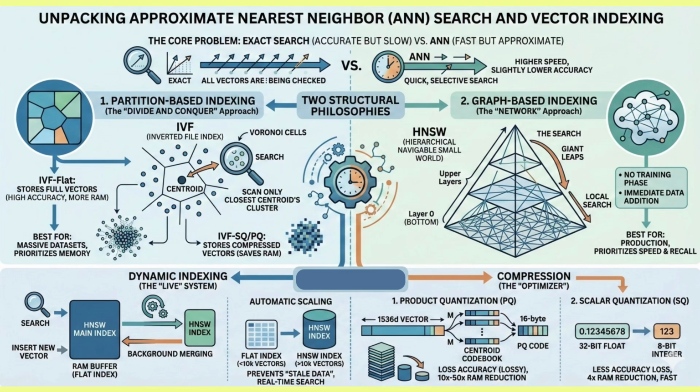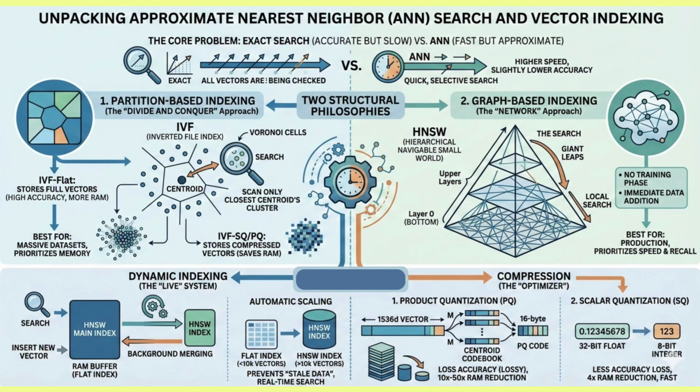Second, let's talk about graph-based indexing. Instead of dividing the space into buckets, graph-based indexing treats every vector as a node and draws lines or edges between similar vectors. To find a neighbor, you walk through the graph. So HNSW is the undisputed king of graph indexes, which stands for Hierarchical Navigable Small World.